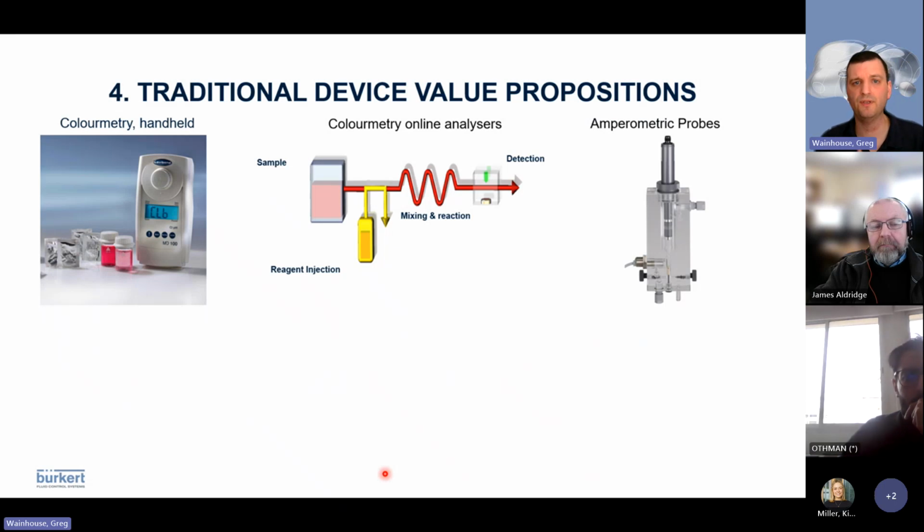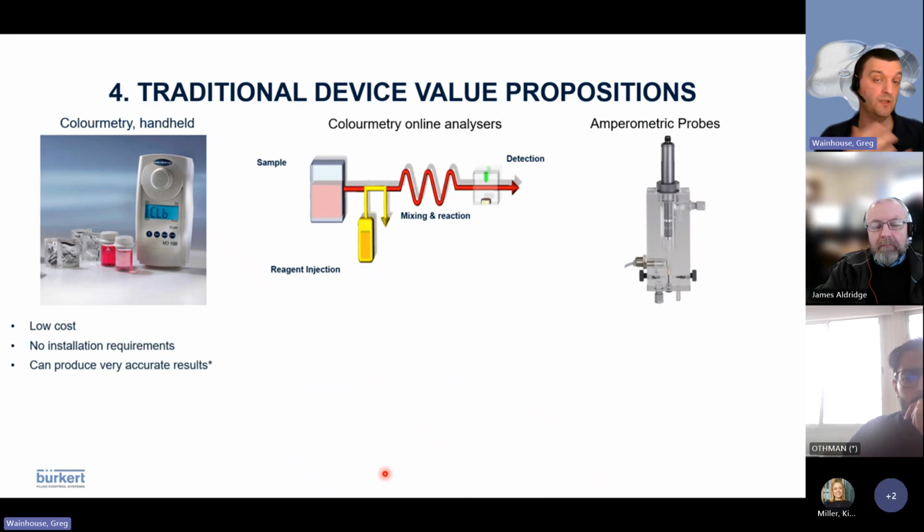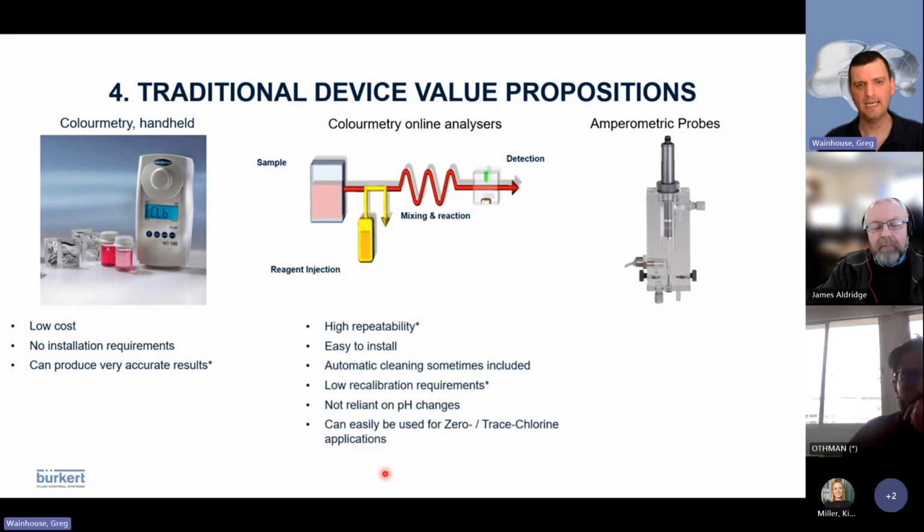Now, some of the issues that you can face with these, some of the device value propositions before we look at the negative side. Sorry, the colorimetric handheld analyzers are relatively low cost. There are no installation requirements, but they can produce very accurate results. Online colorimetry analyzers are highly repeatable systems. They're very easy to install.